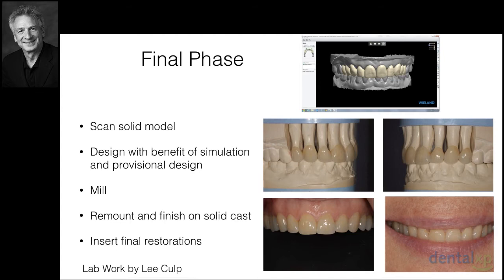And then all of the restorations were milled. So all of the restorations you're looking at are solid, monolithic crowns that had some very small cutback and staining to optimize the aesthetics. So they were milled and they were remounted and finished on a solid cast. I'd like to thank Lee Kalb for the beautiful work that he did.